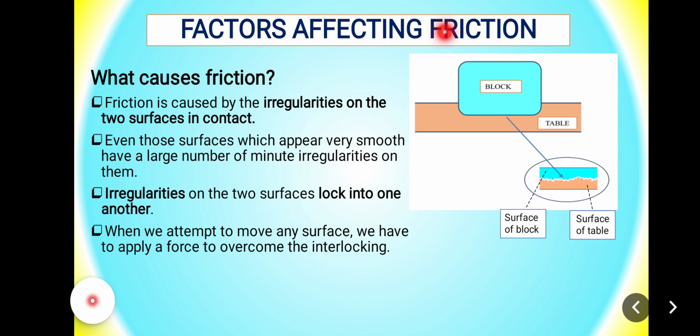Factors affecting friction. What causes friction? Friction is caused by the irregularities on the two surfaces in contact. Even though the surfaces appear very smooth, they have a large number of minute irregularities on them. Irregularities on the two surfaces lock into one another. When we attempt to move any surface, we have to apply a force to overcome the interlocking.